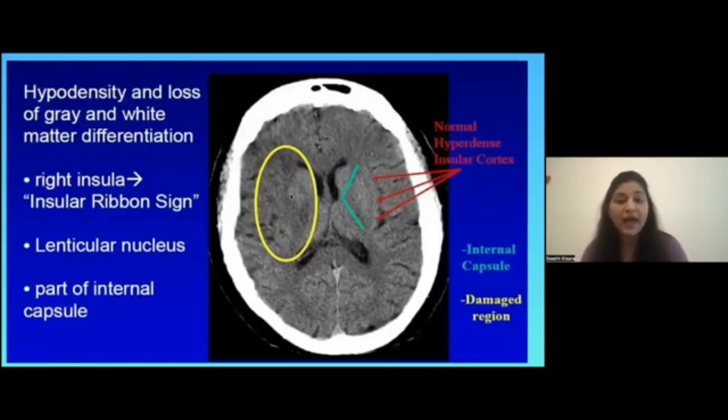This is also an axial CT image showing hypodensity and loss of gray-white matter differentiation of the right insula, the lenticular nucleus, and also part of the internal capsule. This is the normal site in which the insular cortex can be seen hyperdense, and this is the infarcted side.